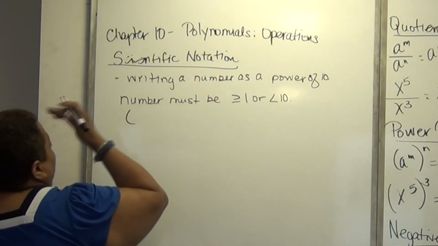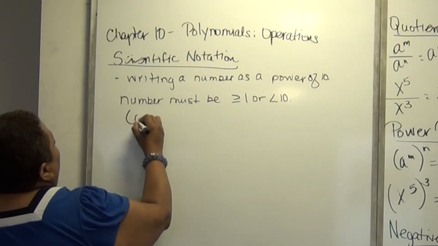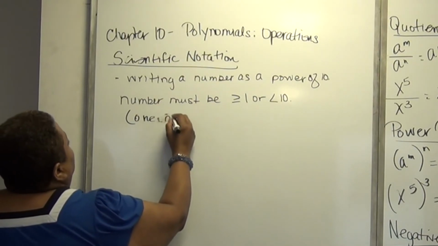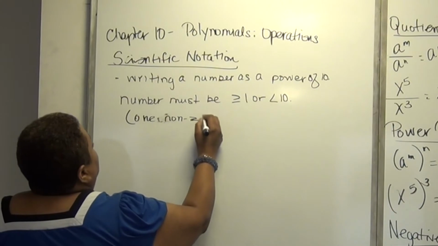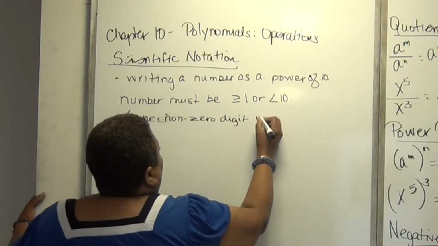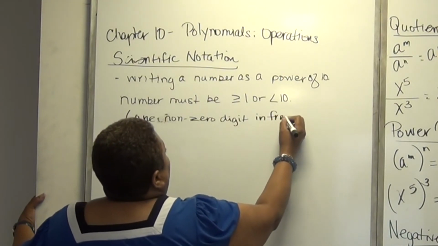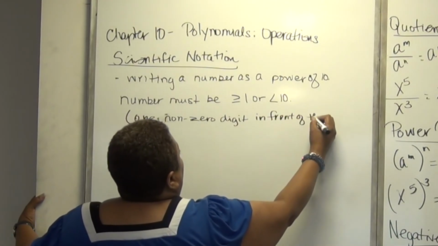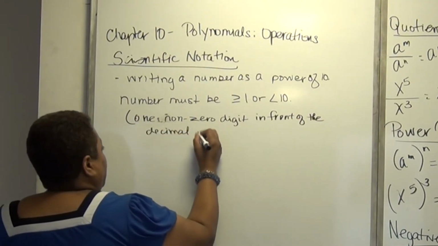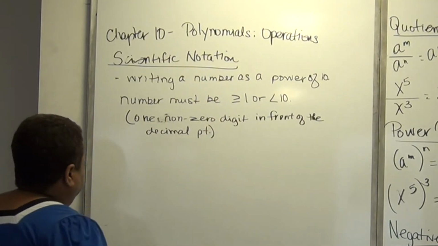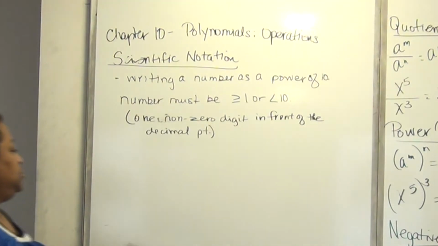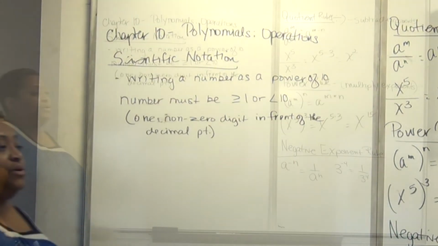In other words, we must have at least one non-zero digit in front of the decimal point. And I'm going to show you. Sometimes we use scientific notation to talk about very large numbers or very small numbers.